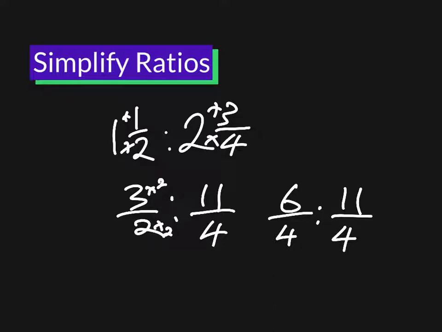Now that we have a common denominator, we can multiply both sides by 4, or just cancel, because it's the same thing. And 1.5 to 2 3/4 is the same as saying 6 to 11. So that is simplified as much as we can do it, because 11 is a prime number, and so this won't reduce any further.